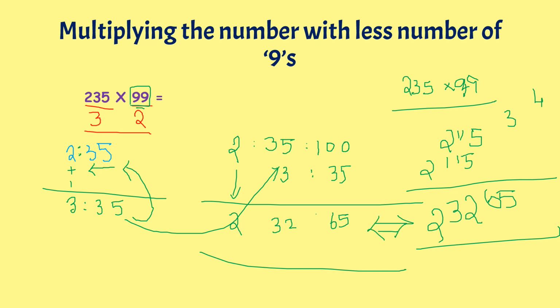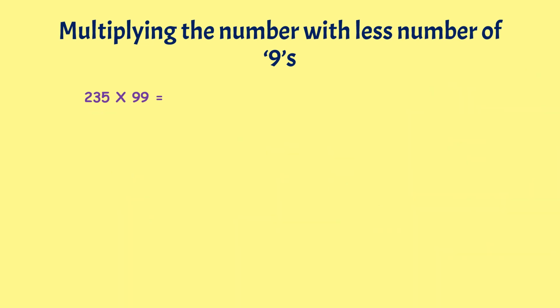So instead of doing this lengthy process, if you know the trick, it will be very easy for you to arrive at the answer. So let us take another example and practice this once again. The answer for this is 23265. Let me take another example.